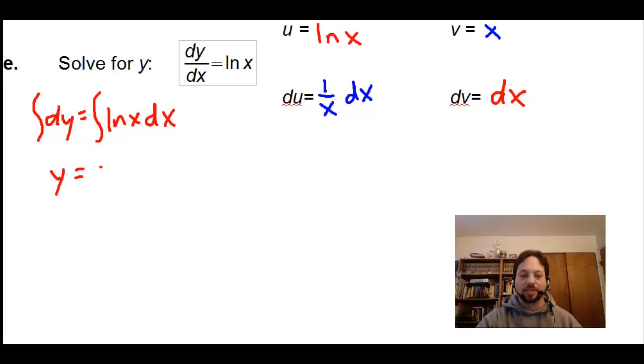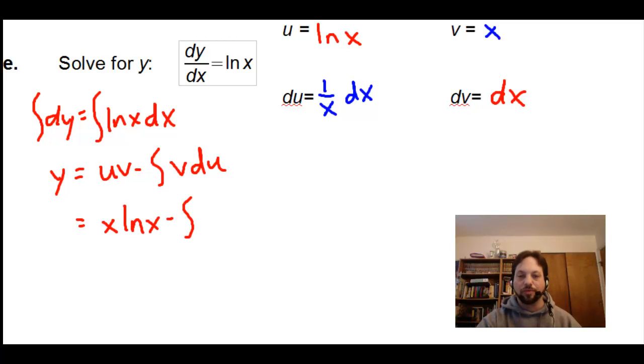Well, now we can go ahead and work this out. If we do our uv minus integral of v du, watch what's going to happen here. u times v is simply going to be x multiplied by the natural log of x. And our integral of v du, in this situation, well, the x and the 1 over x are going to cancel out. I mean, I could write it like this if you like, but the x and the 1 over x are going to cancel out, leaving me with just dx. And of course, we know the integral of dx is just x.